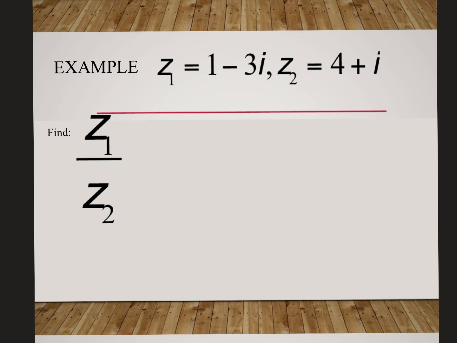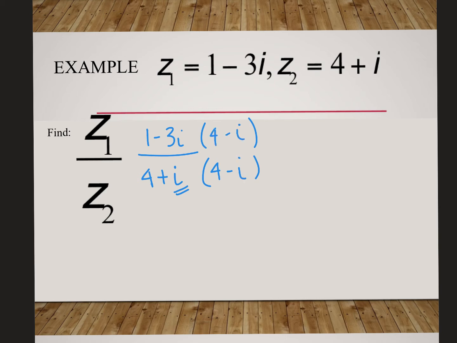Okay, next example. Same original complex numbers. So this one is saying we're going to divide. We're going to take the first complex number, the 1 minus 3i, and we're going to put it over the other one, which is 4 plus i. Now the problem here is that you're not allowed to have a radical in the denominator, and that's what i is. So the way to rationalize this is to multiply the top and the bottom by the complex conjugate of the denominator.